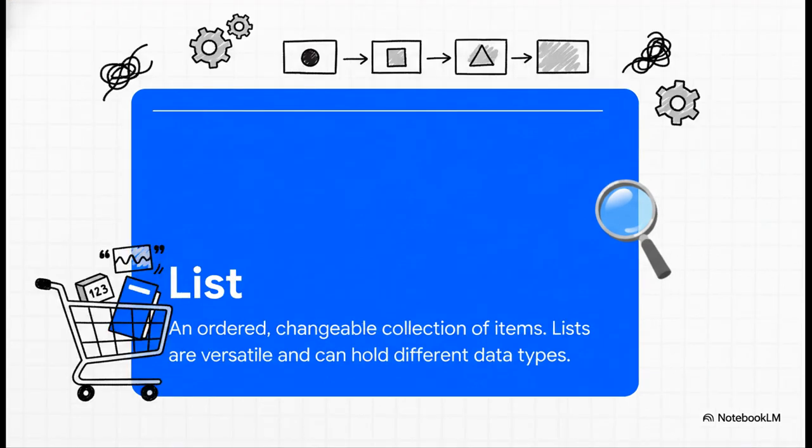And the last one for now is the list. The best way to think about a list is like a shopping cart. It's an ordered collection, which means the items stay in the exact sequence you put them in, and they are incredibly versatile. A single list can hold numbers, strings, and even other lists, all at the same time.